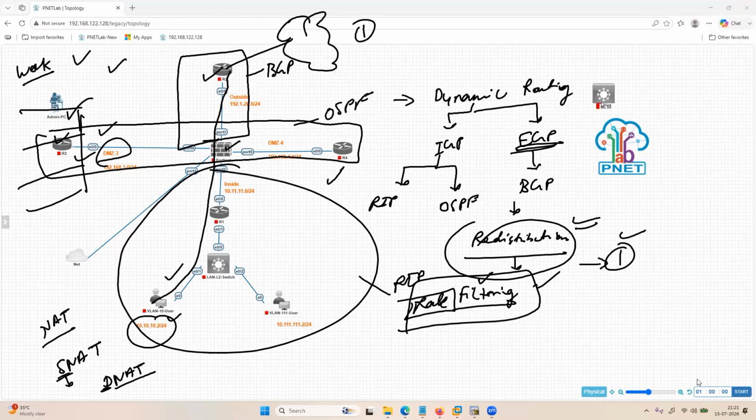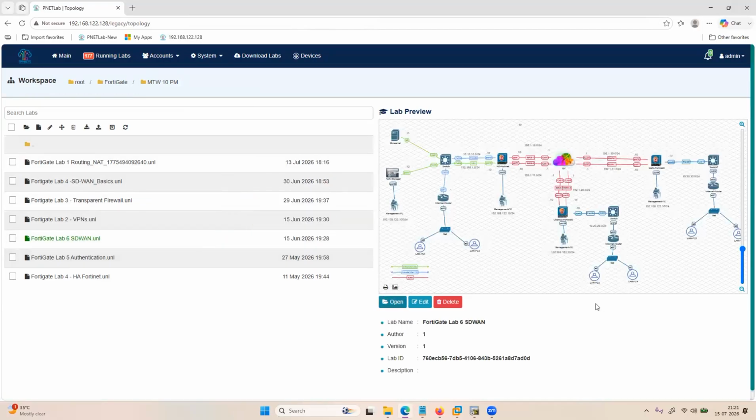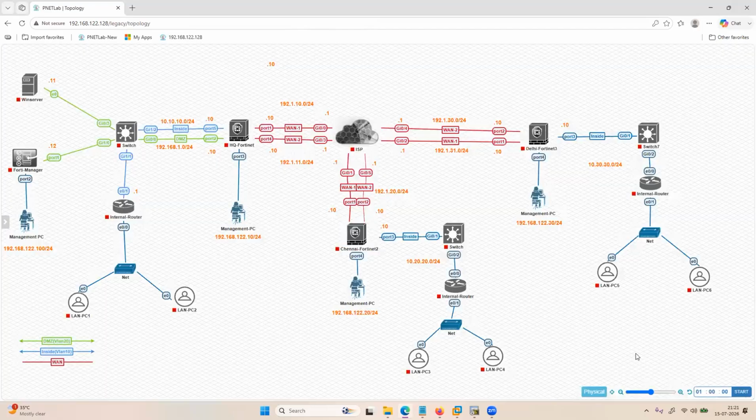Sir, first of all, would you teach us Wireshark as well? Because if we do packet capture, exactly. In the troubleshooting section, I'll be teaching you all the way.